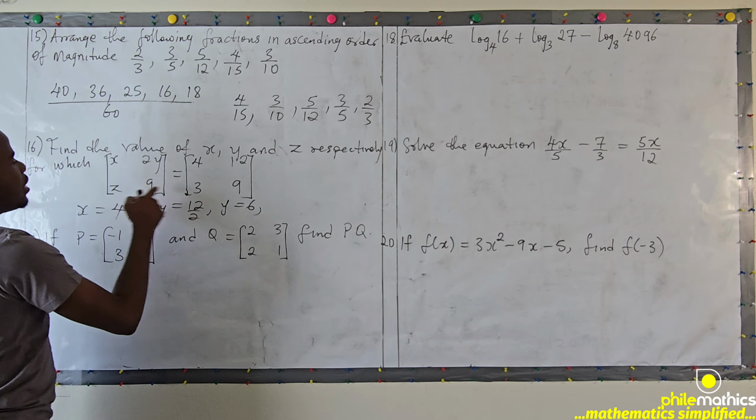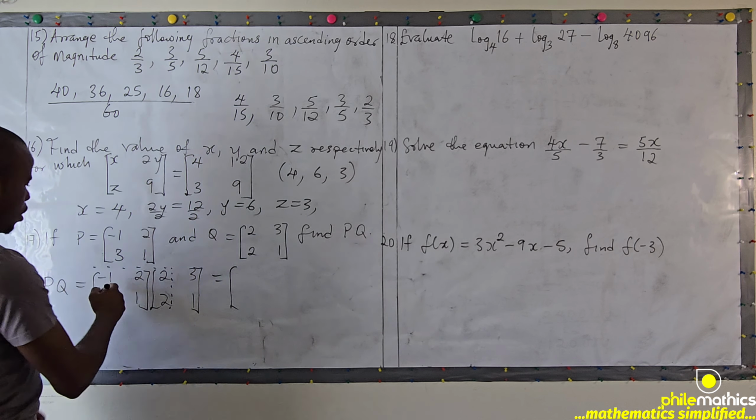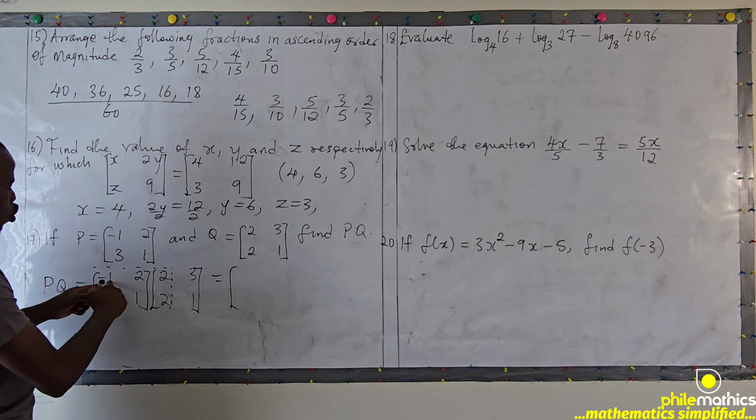17 says, if P is this and Q is this, find PQ. So this is simply multiplication of matrices. So PQ is [-1, 2; 3, 1] multiplied by [2, 3; 2, 1]. Remember, this is a matrix product. How we do it is the rows multiply the columns. So if we do that, let me just open it up. Minus 1 times 2 plus 2 times 2.